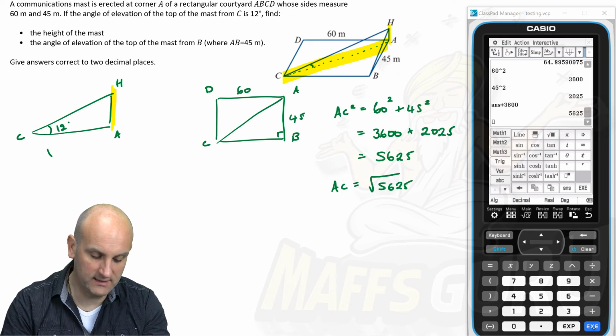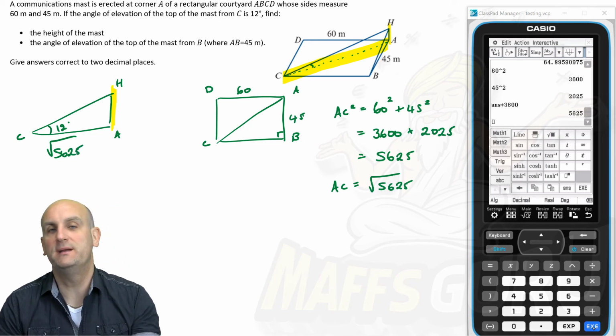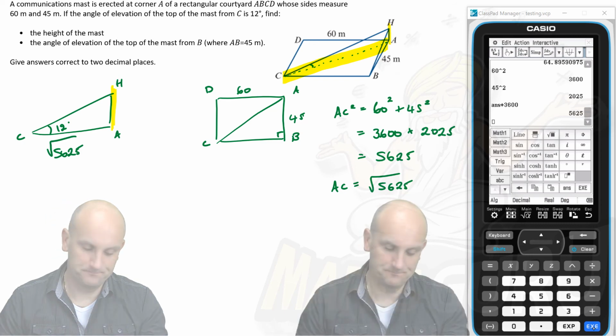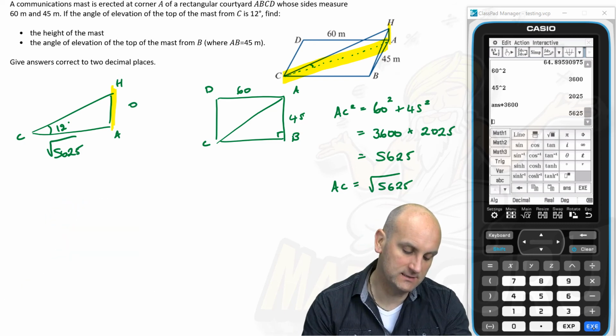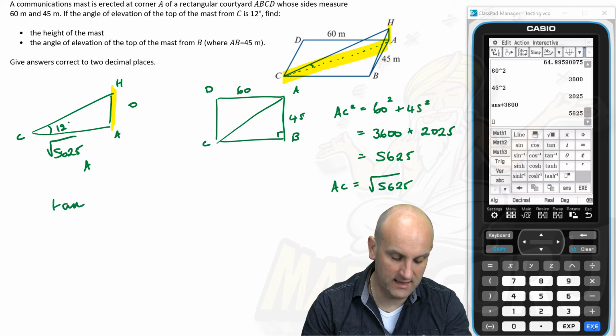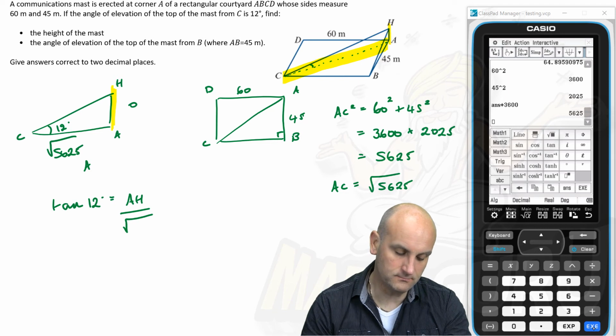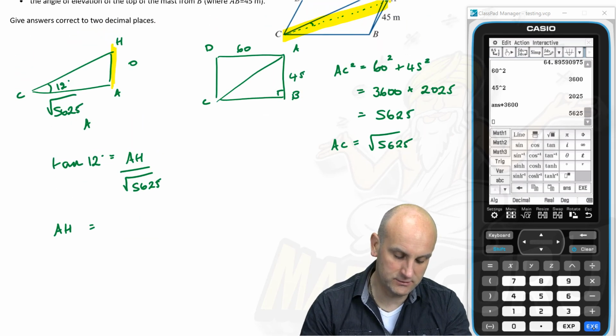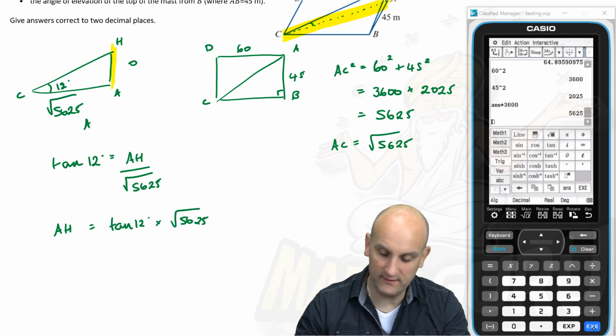So what do we now know? We know that that is the root of 5625. Do I have the information that I need? Yes, I do, because I can now use trigonometry. I've got my adjacent and I've got my opposite, and the opposite is what I'm trying to find. And so we now know that tan of my angle, which is 12 degrees, is the opposite side length, which is AH, divided by my adjacent, which is the square root of 5625. So we now know that AH, using a bit of algebraic manipulation, is equal to the tan of 12 degrees multiplied by the square root of 5625.